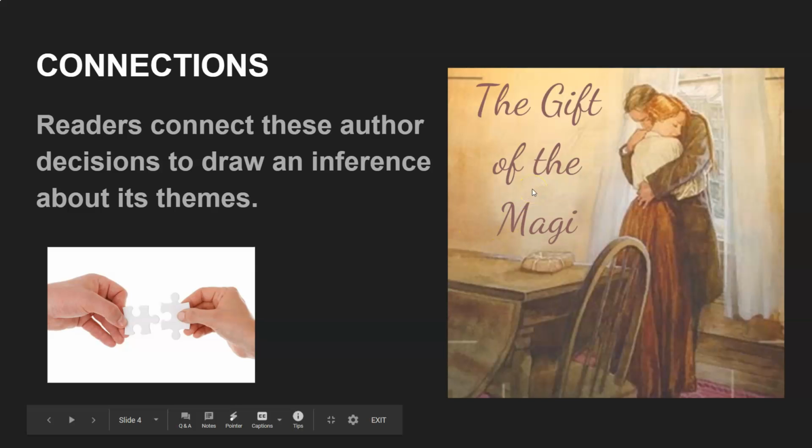So connections. We want you to make connections. You're going to connect what the author's decisions are to draw an inference about the theme. So what is the main theme of this story? And there's not just a main theme. There are many themes, and the author intended some of them, and the author didn't intend some of them. Some of the themes that you'll come up with might not have been something that the author thought about, but it naturally occurred in the story. We'll find this in The Outsiders as well when we talk about The Outsiders in a little bit more detail.